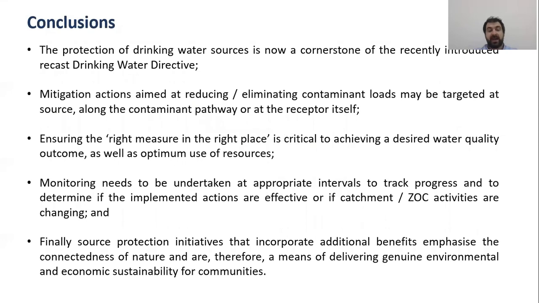So to conclude, as the protection of drinking water sources is now a cornerstone of the recently recast Drinking Water Directive, source protection has a very important role to play in the future of the group water scheme sector. And whilst mitigation actions aimed at reducing or eliminating contaminant load may be targeted at source, along the contaminant pathway, or at the receptor itself, we must ensure that the right measure is located in the right place in order to achieve the desired water quality outcome, as well as efficient and optimum use of resources.